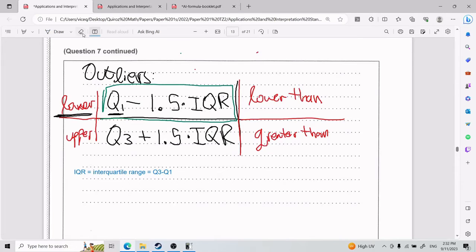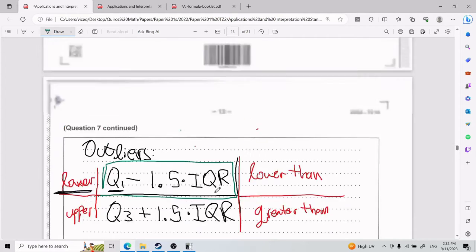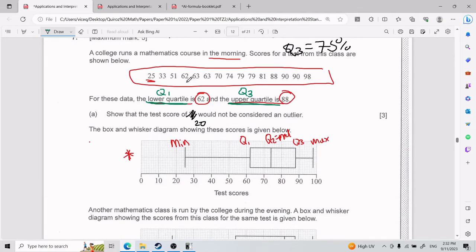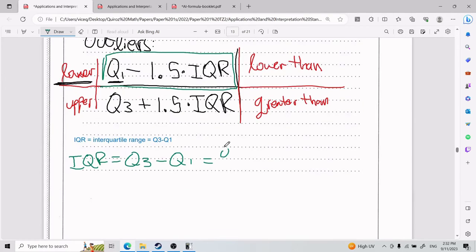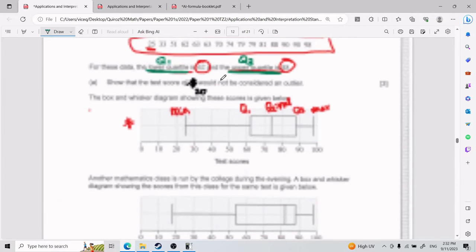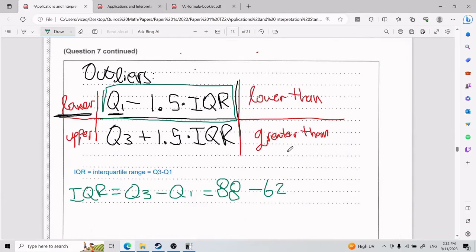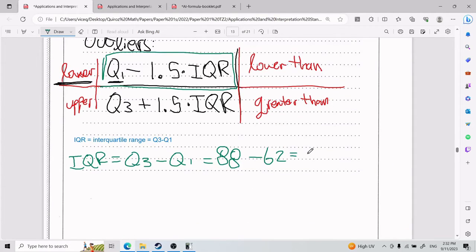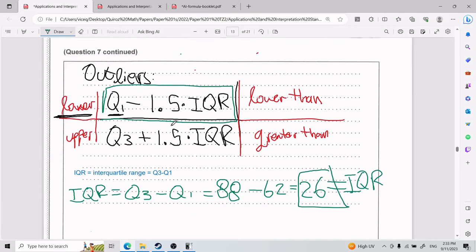So we go ahead and do Q3 minus Q1 in order to find the IQR. So IQR equals Q3 minus Q1. And from earlier, we found that Q3, as they told us here, is 88 and Q1 is 62. So we're going to do 88 minus 62, ¿cierto? Yep. And so that means that my IQR is the same as 26. So IQR equals 26.